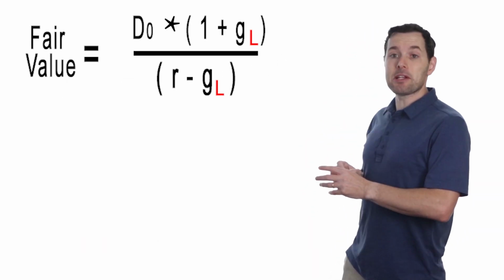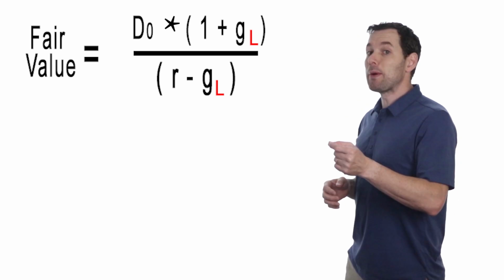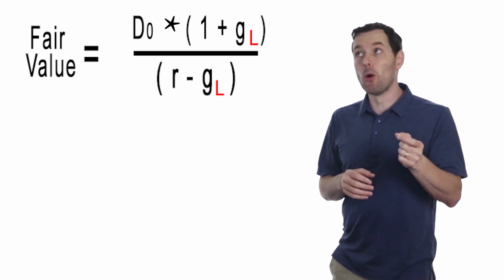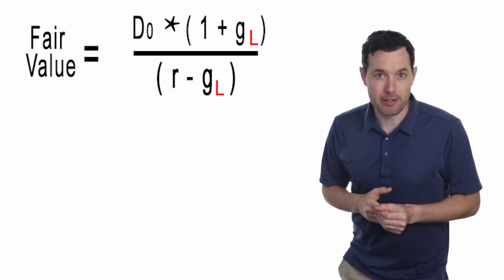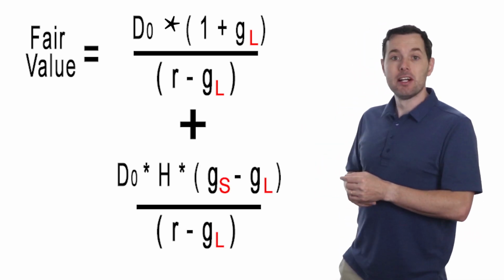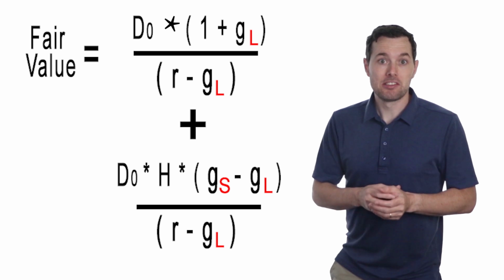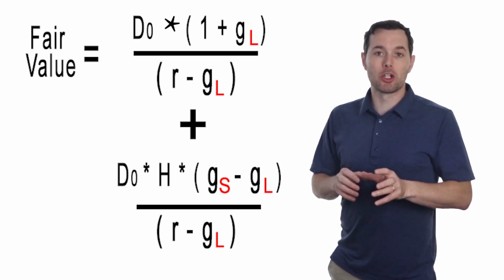Okay, so cleaning this up a bit. Now we have the exact same formula, but you may notice that we add the L next to both growth numbers. L stands for the long-term growth rate. And then we add this. This is a transition period. So let's walk through this new formula real quick.